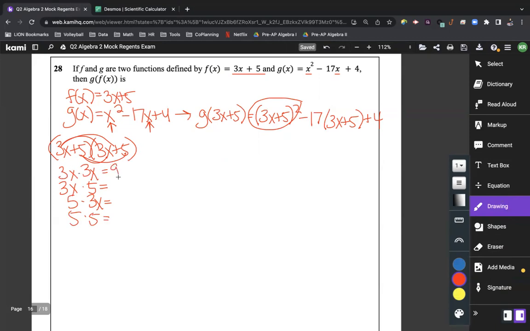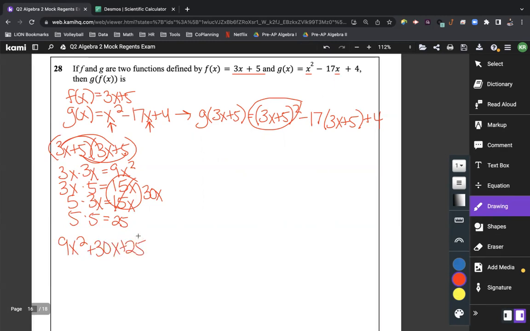5 times 5. 3x times 3x, 9x squared. 15x, 15x, and 25. These are like terms, so I get 30x. So this whole thing becomes 9x squared plus 30x plus 25.